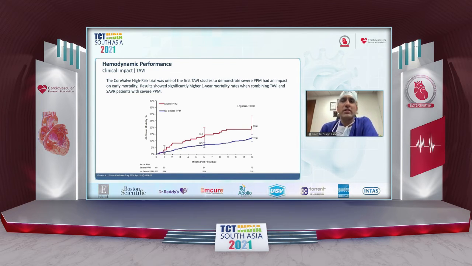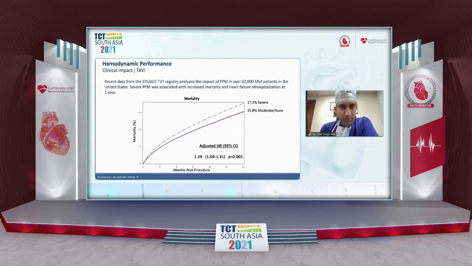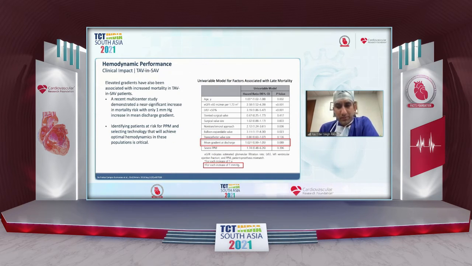Number one, you tailor the valve to a TF approach. Number two, you tailor the valve so that you can avoid patient-prosthesis mismatch. This also clearly shows that patients who have severe patient-prosthesis mismatch, compared to moderate to mild patient-prosthesis mismatch, have higher mortality even after TAVI.